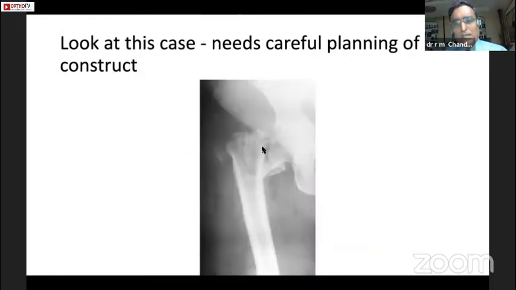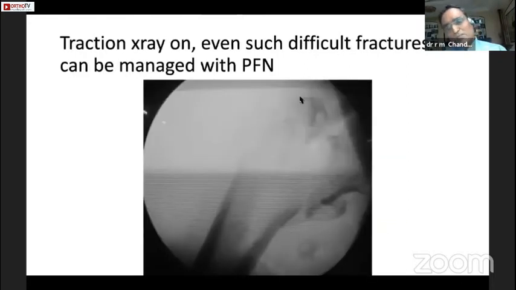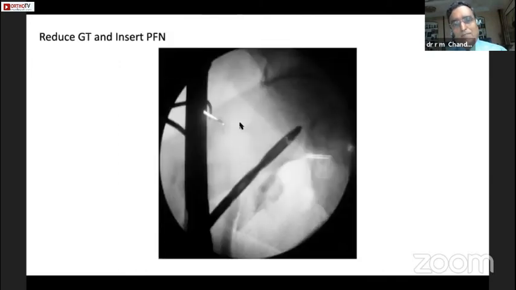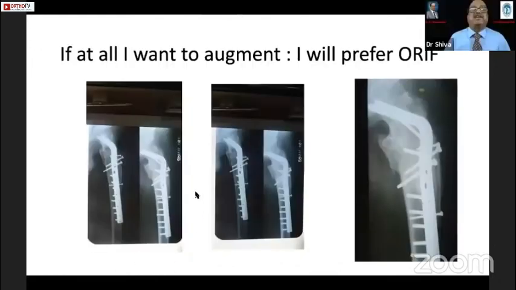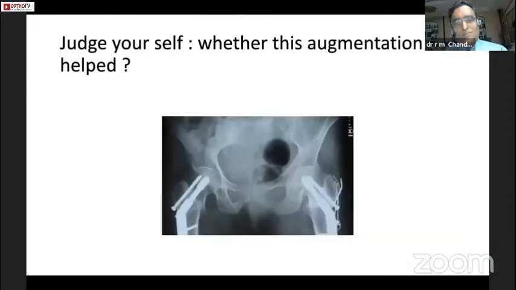Look at this intracapsular as well as extracapsular combination, comminuted zone. In this patient, this is the traction view. What I would emphasize is if you take care of the GT fragment and are able to pass the nail through that GT fragment and hold it with a PFN, that would work well without augmentation. I'm showing the X-ray forward.